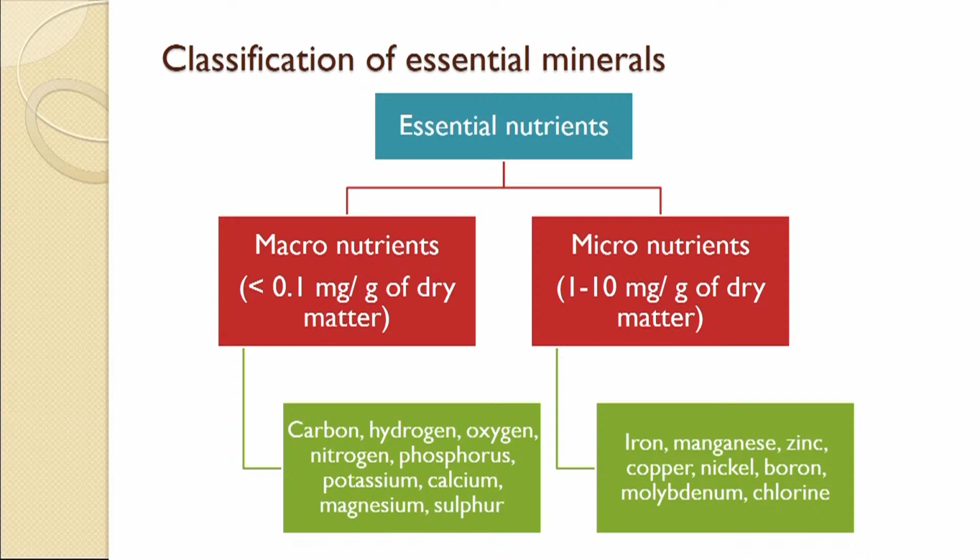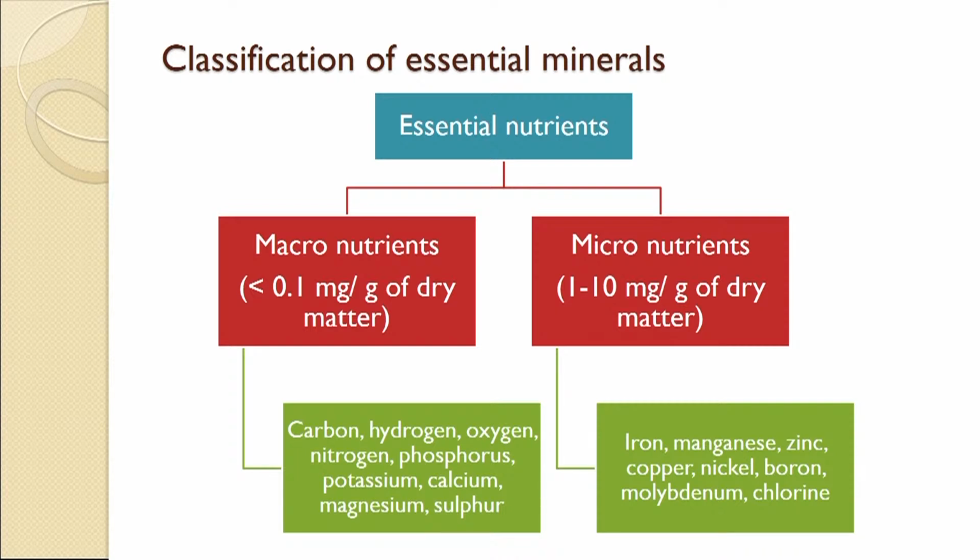Apart from that, there is carbon, hydrogen and oxygen, and they are also considered macronutrients, because they basically act as a building block for the plant body. And also there is another group, the micronutrients.